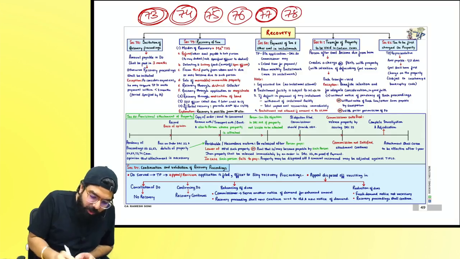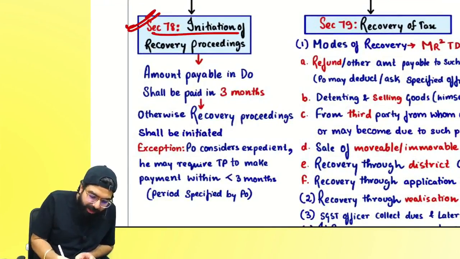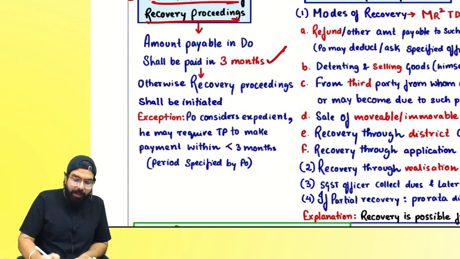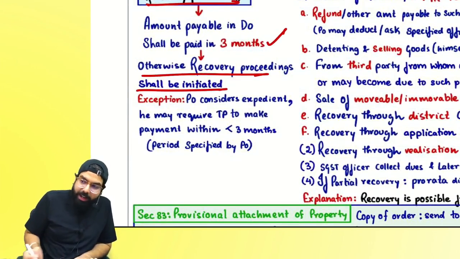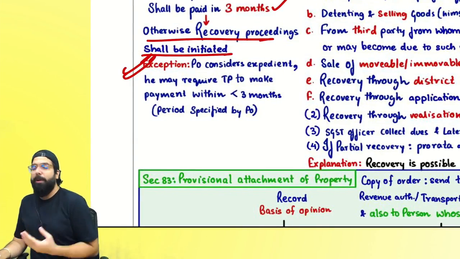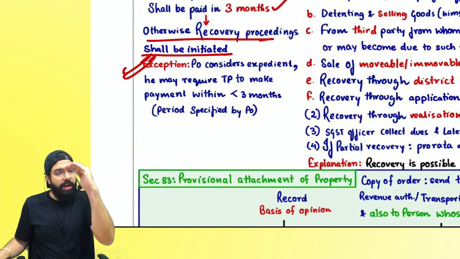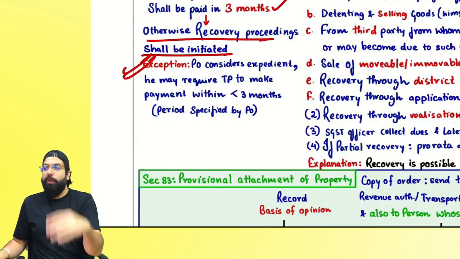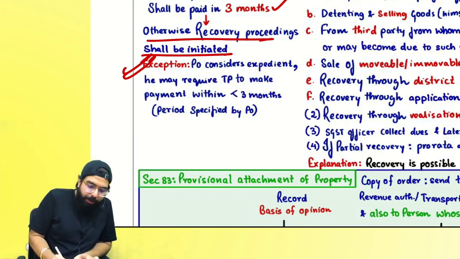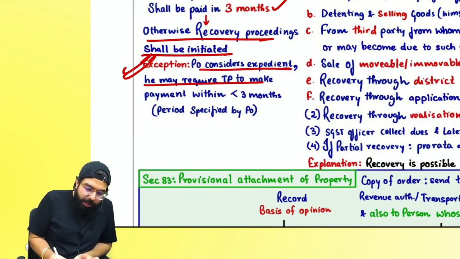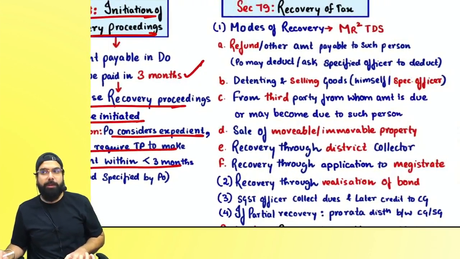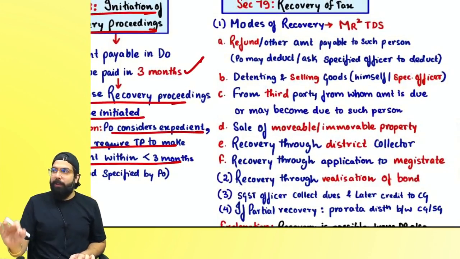Section 78 says initiation of recovery proceeding. If the amount payable in the demand order you did not pay within 3 months, they will start recovery. Recovery will be initiated. Always remember one thing: if the proper officer finds it expedient to reduce the recovery time from 3 months to any other time, then he can do that. If the proper officer considers it expedient, he may require the taxable person to make the payment within a period less than 3 months, which will be specified by the proper officer.